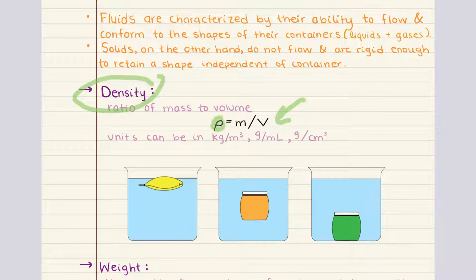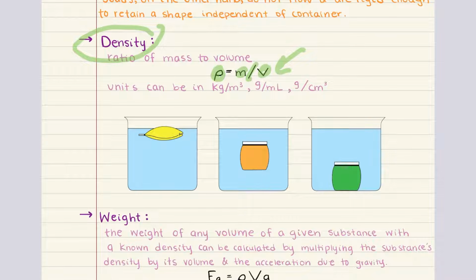Rho represents density, and density is equal to mass divided by volume. This relationship helps us understand why certain objects float while others sink. So, for example, a solid object like a stone is going to sink in water because its density is greater than that of water. On the other hand, something like a leaf is going to float because it is less dense. Now, the standard unit of density in the SI system is kilograms per cubic meter.